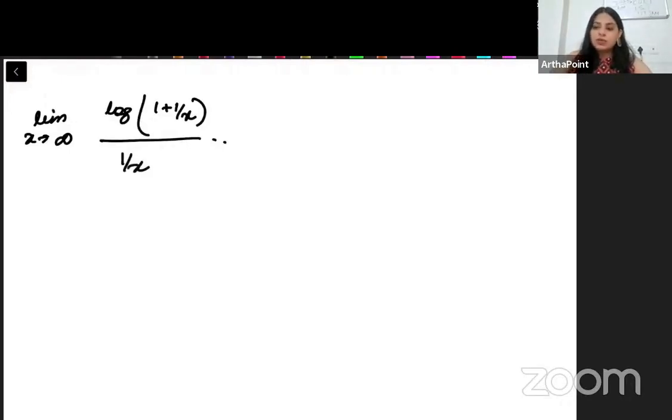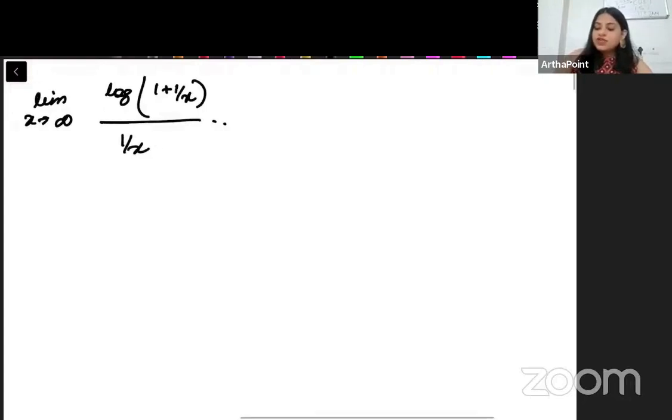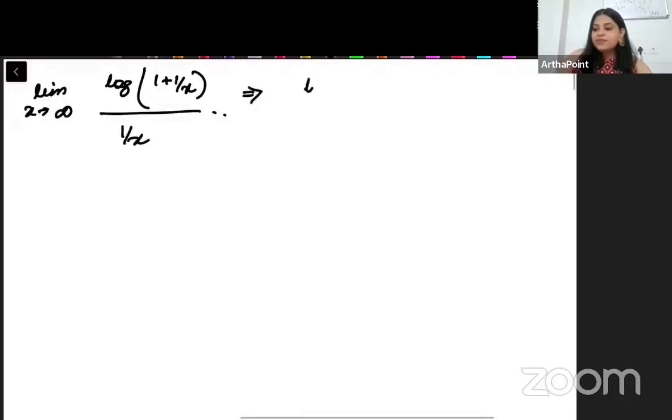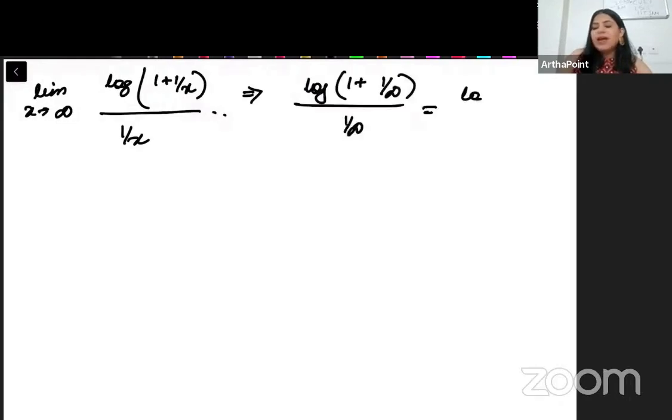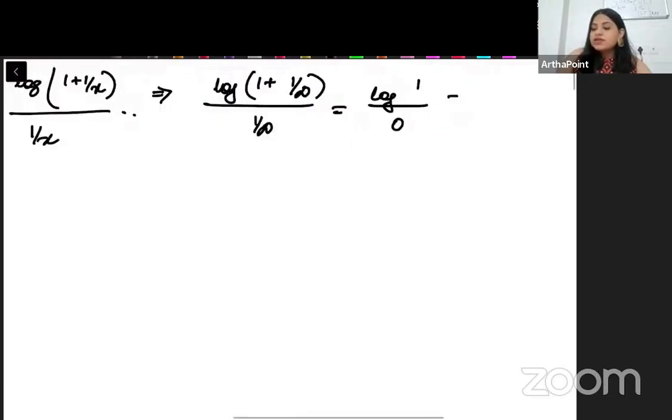Now we have to think about this, beta. If I just put infinity directly, I will get log(1 + 1/infinity) upon 1/infinity. Anything by infinity is 0, so the denominator is 0, and log 1 is also 0. So I will get the 0 by 0 form. Because I have got 0 by 0 form, this is not correct. Something has gone wrong here.